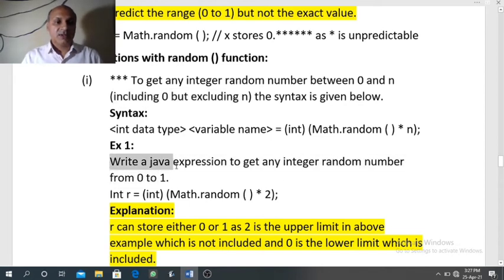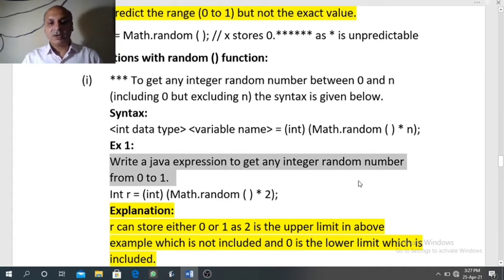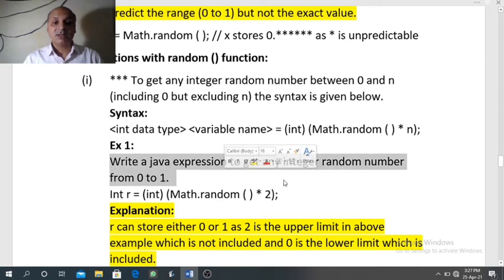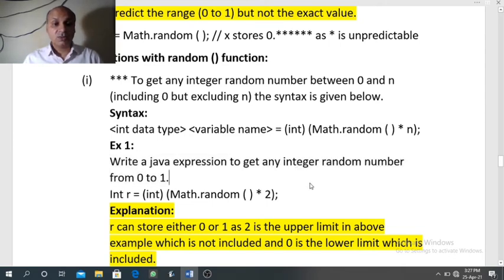For example, when we toss a coin we get head or tail. Suppose head means 1 and tail means 0. So there are two possibilities. Exactly which result will come we cannot predict. Randomly either head will come or tail will come, it means either 1 or 0. So if we want to design a Java expression to find any integer random number from 0 to 1, either 0 can come or 1 can come, but only one of the two.